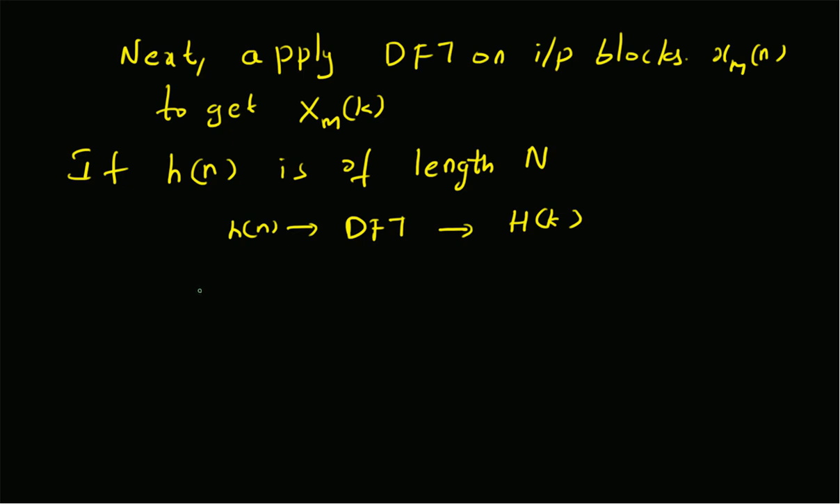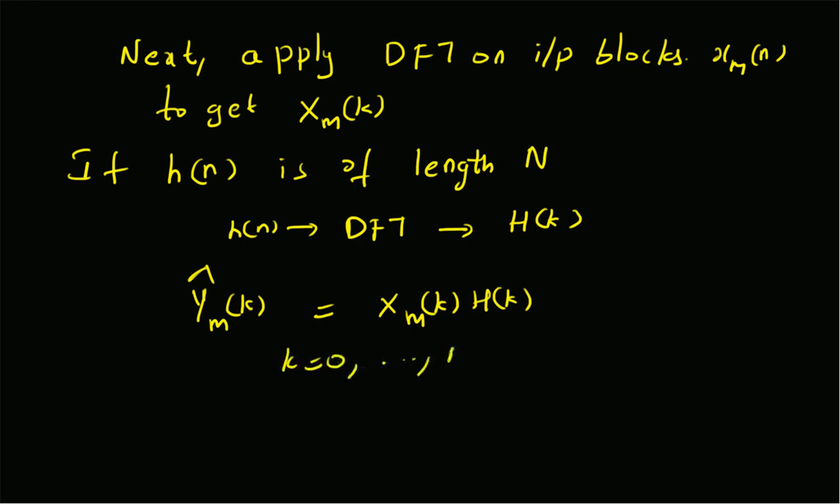Once we have H of k and X_m of k, our next step is to multiply them. That is, Y_m hat of k will be defined as X_m of k, the DFTs of the input blocks, times H of k, the frequency response of our filter. This is the mth block of the output, and the values of k are from 0 to N minus 1.